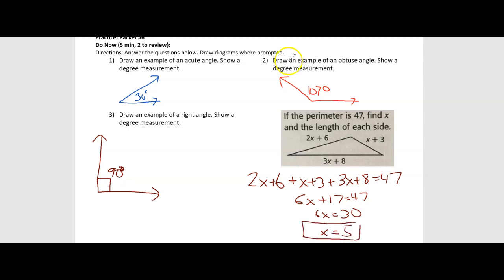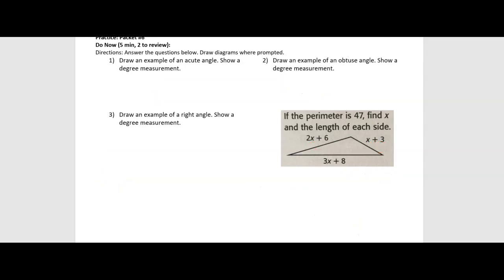Just make sure that you're not done yet, right? We've got to find the length of each side. You could do some substitution. I'm just going to put the answers here. 16 here. We get 23 here. And we get 8 here. And you could also go back and make sure that those 3 sides add up to 47. If they didn't, you would know you did something wrong in finding x. All right, let's jump into some vocab for today.